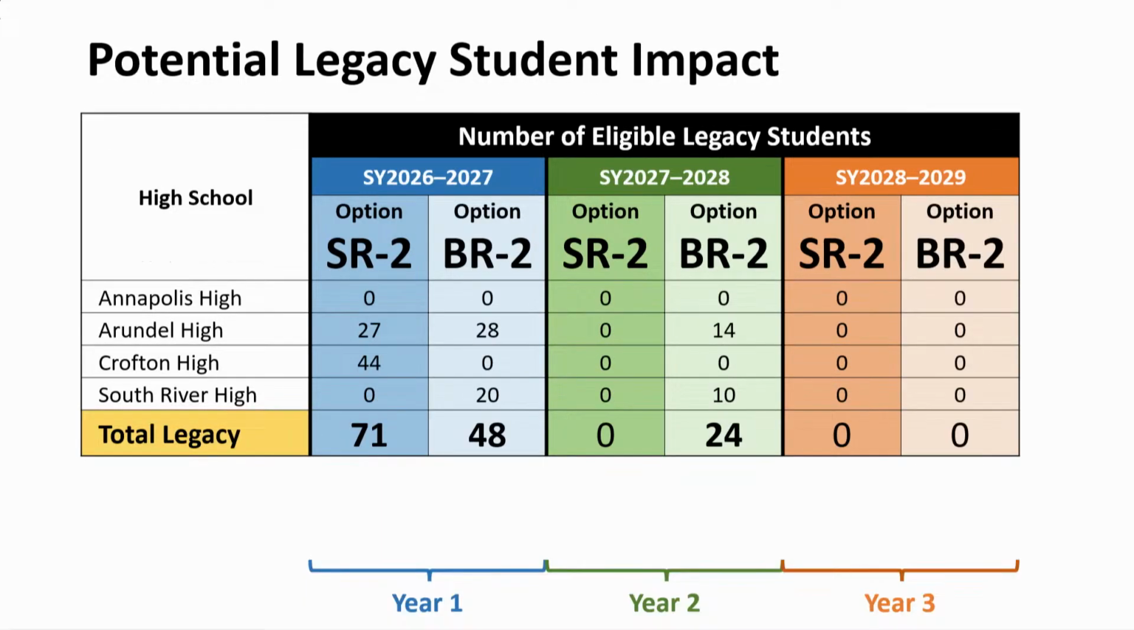Under SR2, the estimated number of students not subject to rezoning in school year 26-27 is 71 in SR2 and 48 in BR2. Under SR2, redistricting is fully implemented at the start of school year 27-28. Under the second year of implementation in BR2, the number of legacy students is reduced to 24. It is not until the 28-29 school year that redistricting is fully implemented under BR2.